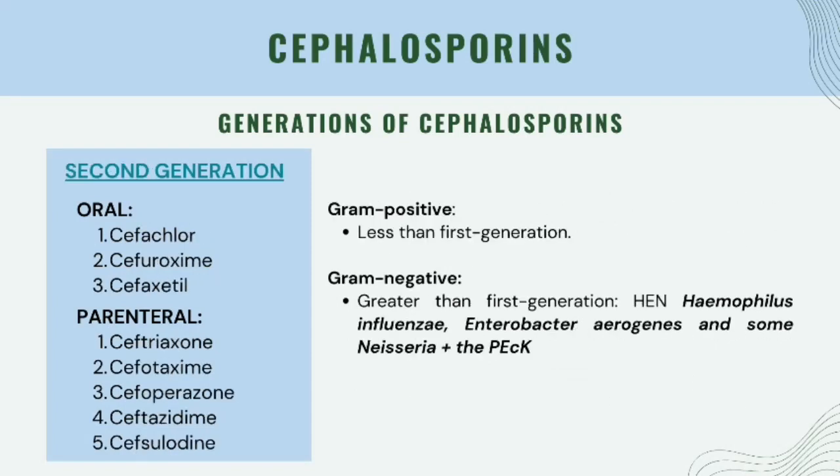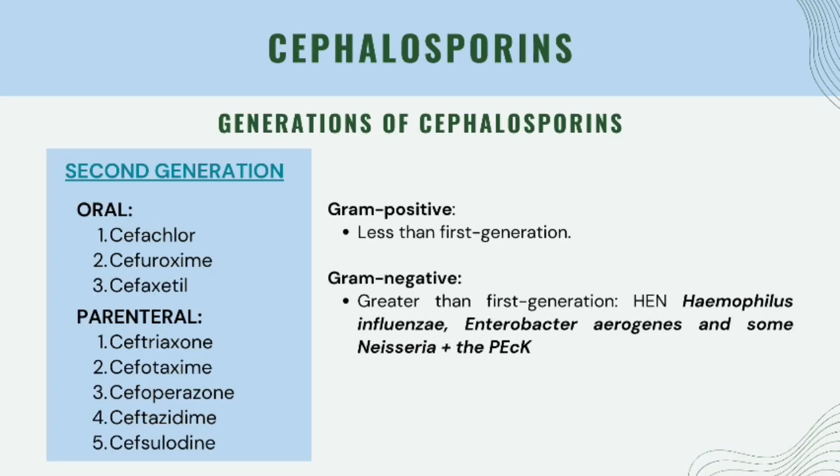Next is the second generation. The second generation cephalosporins advance upon the first generation by extending their spectrum of activity, particularly against gram-negative bacteria. These antibiotics are available for both oral and parenteral administration. In oral administration, you can use cefaclor, cefuroxime, and cefuroxime axetil. In parenteral administration, you can use ceftriaxone, cefotaxime, cefoperazone, ceftazidime, and cefuzonam.